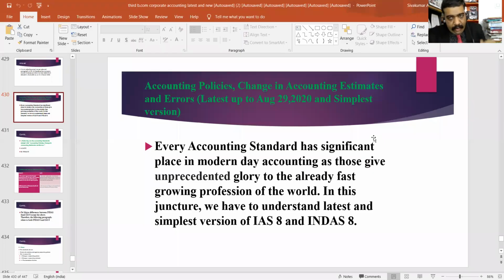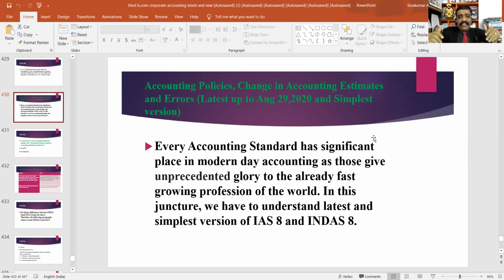Okay, good morning. Now we have to discuss another accounting standard: accounting policies, changes in accounting estimates and errors, latest up to August 29, 2020. A simplest version. Now I want to discuss the accounting standard known as accounting policies, changes in accounting estimates and errors.